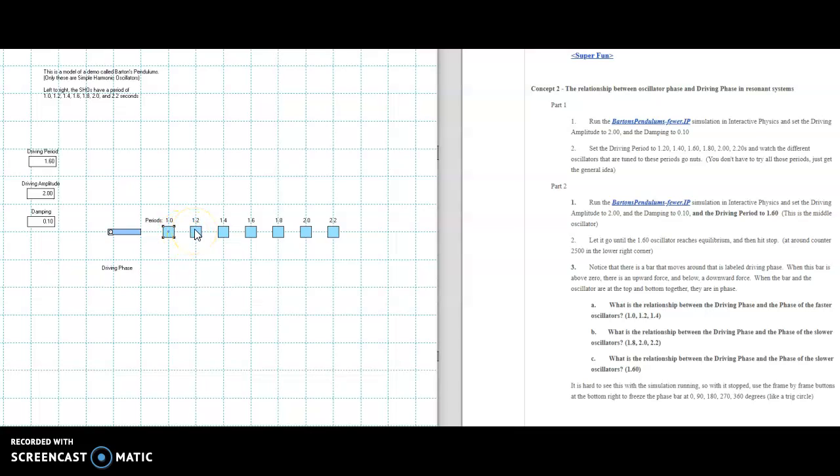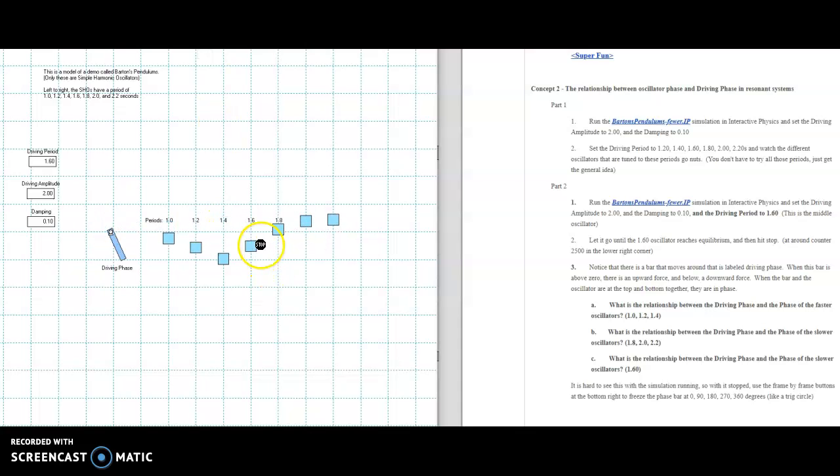Okay, and these numbers here are the periods of these oscillators, right? So right now it's set to 1.6, which means this guy is going to oscillate, and these guys are going to be faster oscillators, and these guys will be slower oscillators, right? Okay, and that's because these guys are faster oscillators because they have a smaller period, right? Okay, so let's run this and see what it does.